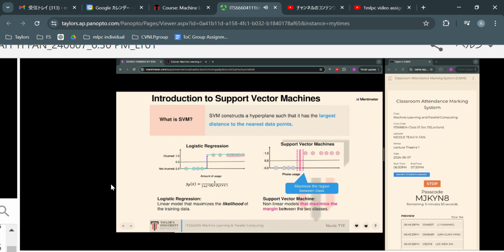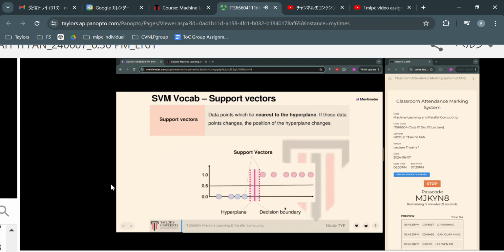So logistic regression is a probability-based model, whereas this support vector machine is a nonlinear model. What it maximizes here is not the probability, but the margin between the two classes. So what it's trying to do here is to maximize the region between the two classes, the region that differentiates between two classes. Okay, so what is a little bit of vocabulary regarding this support vector machine?